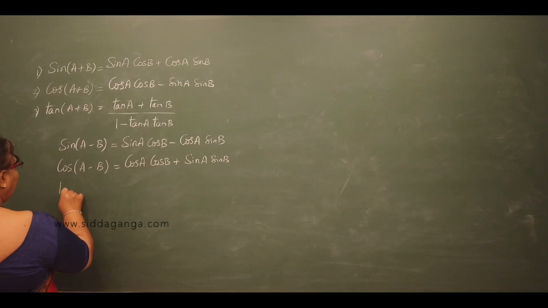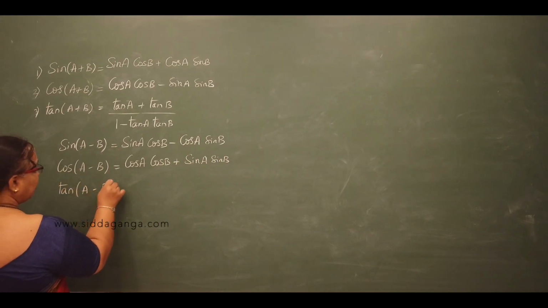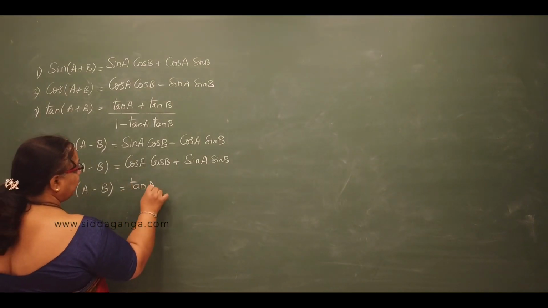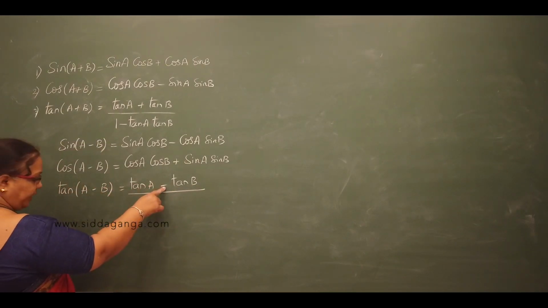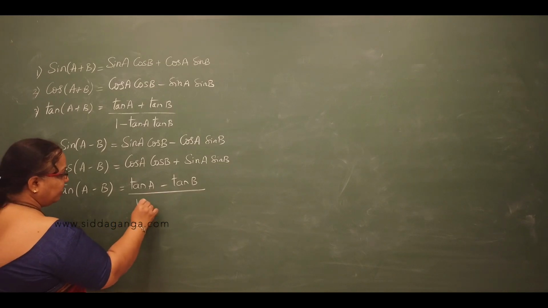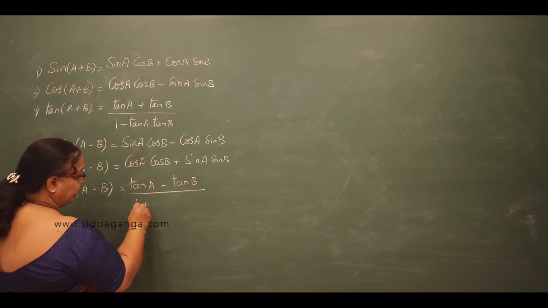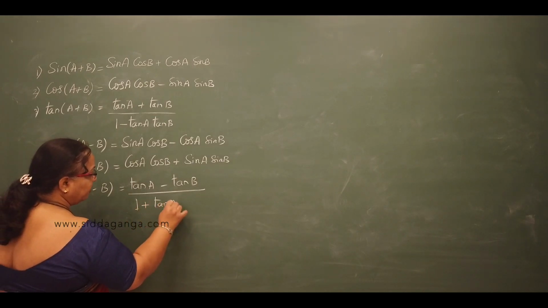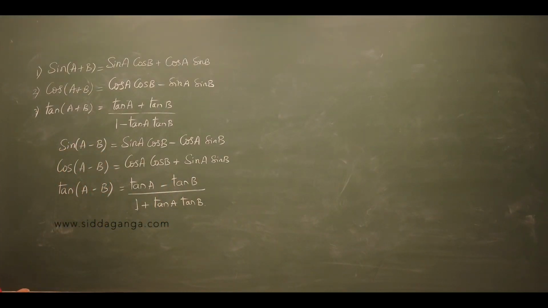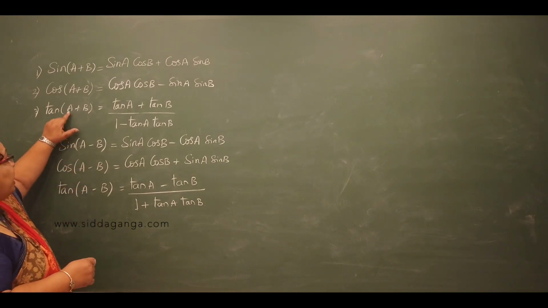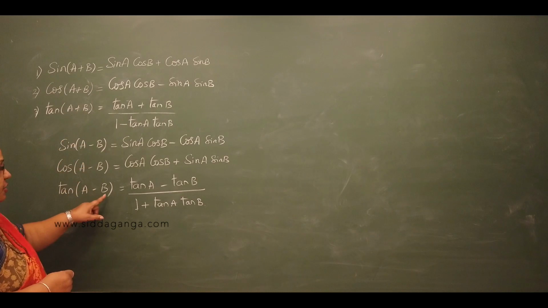Next, tan of A minus B is equal to tan A minus tan B divided by, here if it is minus sign, you take minus sign in the numerator, and in the denominator we must have plus sign, 1 plus tan A into tan B. So these are the 6 results or formulae that we are going to use while solving problems for the compound angles A plus B and A minus B.